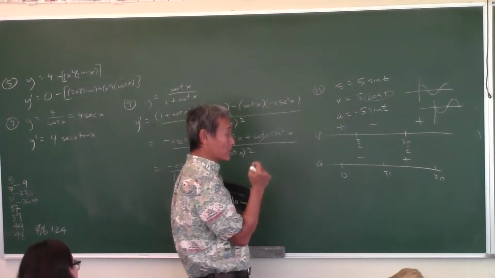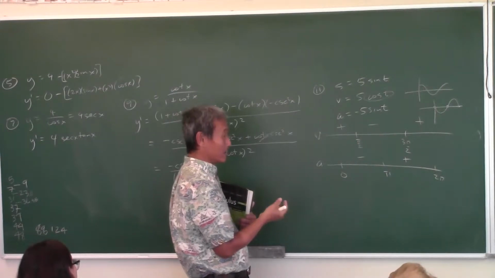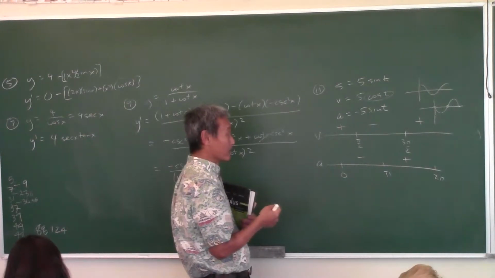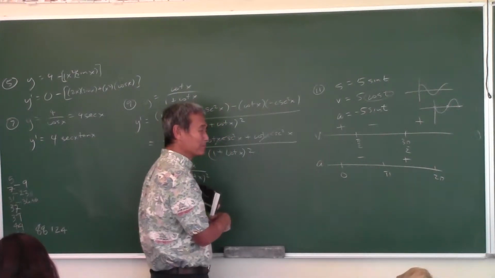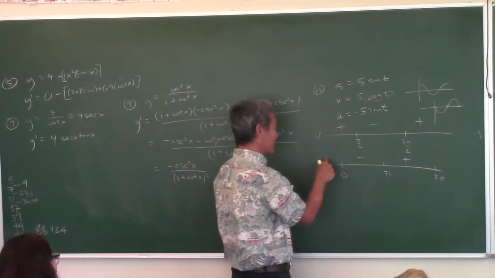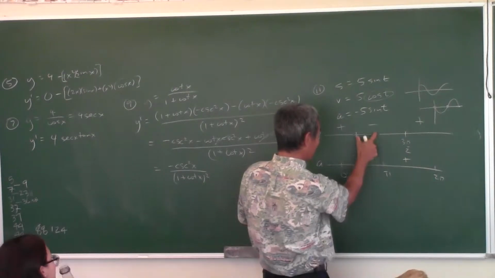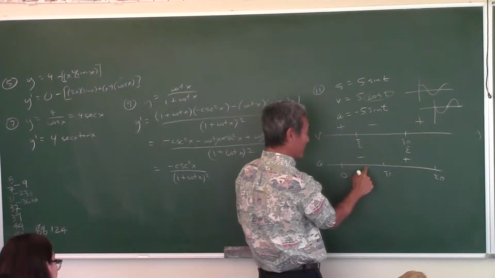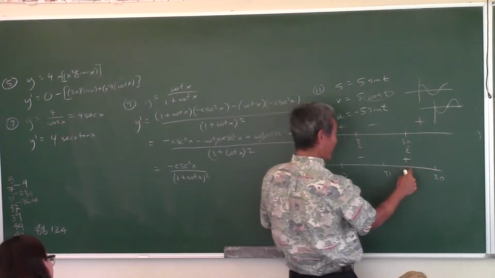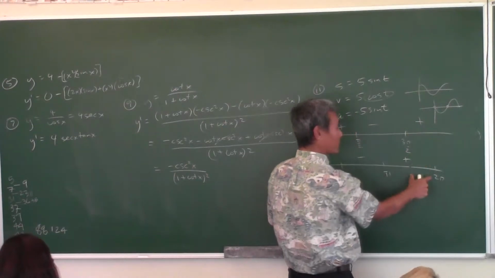When is the particle speeding up? See, this is the question I'm going to ask. When is the particle speeding up or slowing down? How do you tell if it's speeding up? The velocity and acceleration have to have the same sign. So where do they have the same sign? Right there, they're both negative. From pi over 2 to pi, and then from 3 pi over 2 to 2 pi because they're both positive.